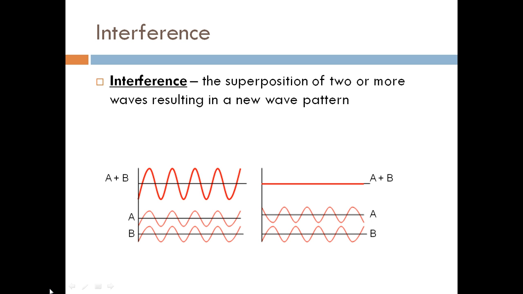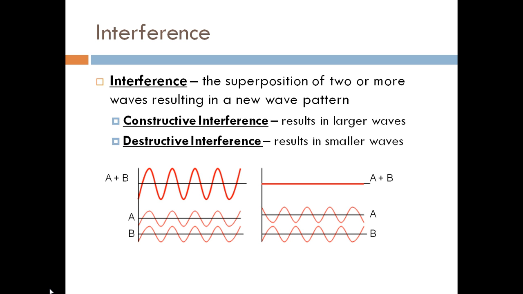Interference in general, we've talked about, is just when two waves overlap, so superposition of waves. In that, you can have constructive interference, where you have larger waves when they overlap, or you can have destructive interference where those waves cancel each other out. So on this first one here, it's actually kind of backwards. This is A and B on the bottom. When you add them together, you get the top one.